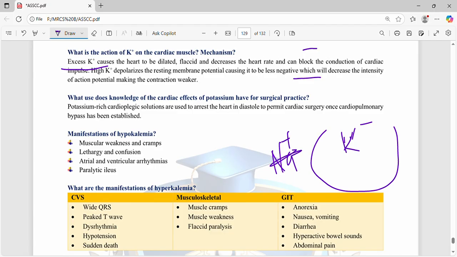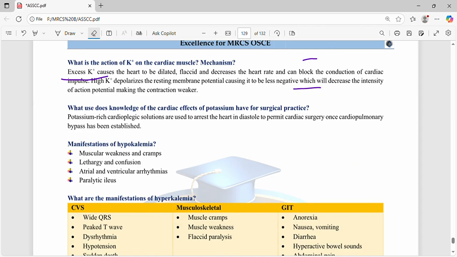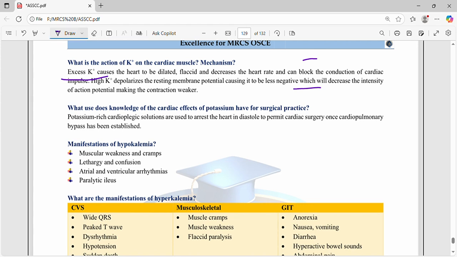Okay, so these two questions are related. In the previous video, we have to stop the video, but listen. So this question and this question are related. So the use of this mechanism is in surgery.